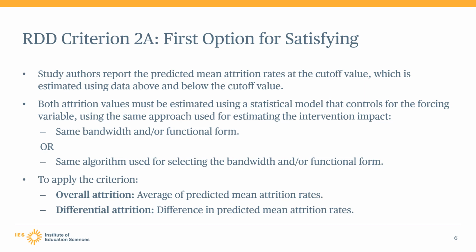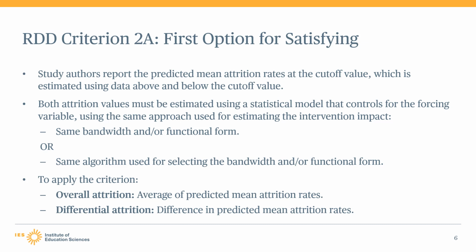The first approach that can be used to satisfy RDD Criterion 2A is if researchers report the predicted mean attrition rate at the cutoff, estimated using data from below the cutoff, and the predicted mean attrition rate at the cutoff, estimated using data from above the cutoff. Both numbers must be estimated using a statistical model that controls for the forcing variable using the same approach that was used to estimate the intervention impact on the outcome.